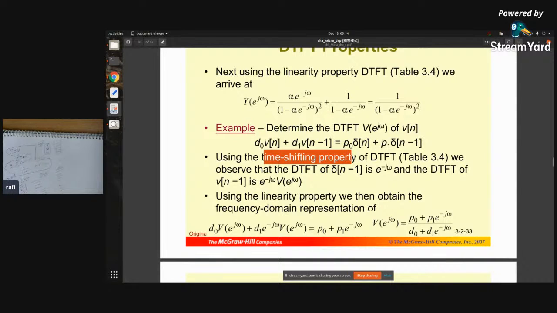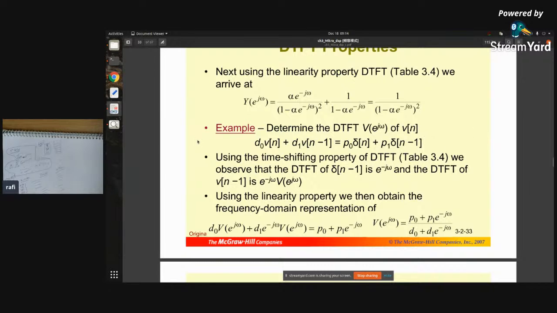Time shifting property: when you delay a signal, in the frequency domain a phase factor gets multiplied with the spectrum. That is e^{-jωn0}, or e^{-jωk}, whatever the delay is, n0 or k. So here in the place of n0 you have 1. So e^{-jω·1} will be multiplied to the DTFT of δ[n], which is 1.